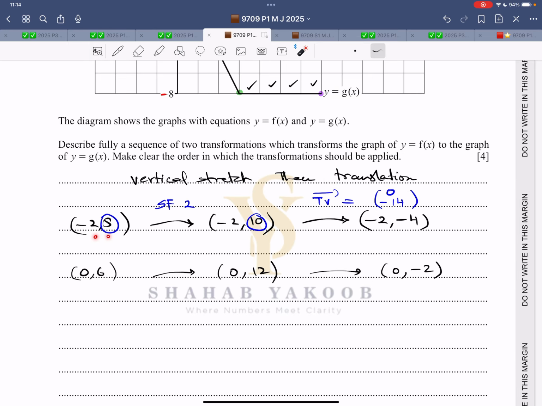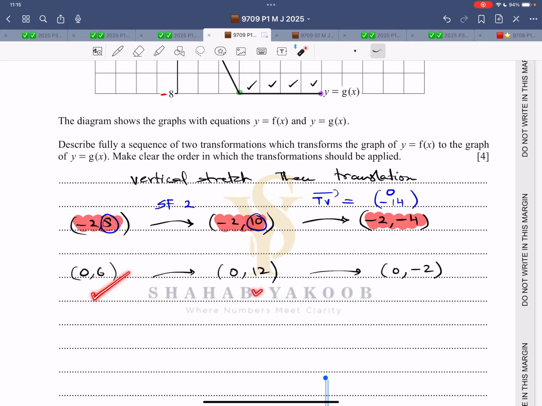So (-2, 5), this is the red point. It's becoming this one and then this one. Now what do you see? Always double check with another point also. If the stretch factor is 2, the y coordinate is doubled. From a y coordinate of 10, it's going to a y coordinate of -4. How many units are we going down? We are going down 14 units. So the translation vector is (0, -14).